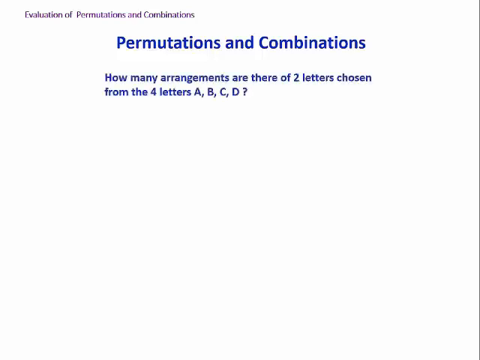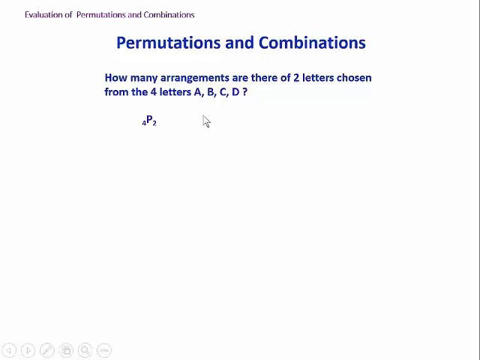Suppose we want to know how many arrangements there are of two letters chosen from four letters, say A, B, C, D. The convention is to write this like this, 4P2. So it's a permutation, because we're asked about an arrangement of letters, and we're choosing two things out of four things, so the numbers are written on the left and right like that.